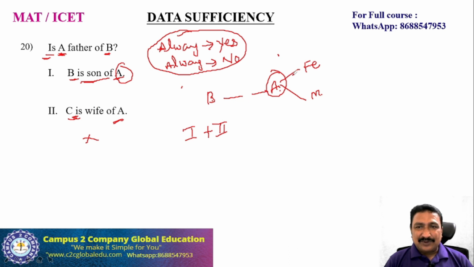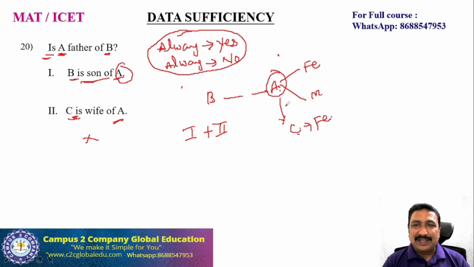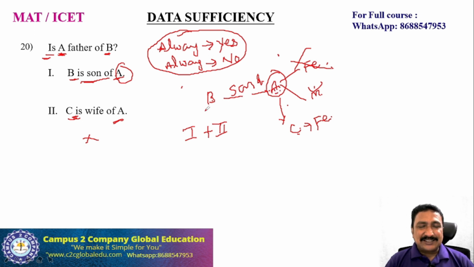B is the son of A and C is the wife of A. C is the wife of A means C is a female, and since C is a female, A must be a male. A must be a male, so he must be the father of B, because they said B is the son of A. Okay friends, so like this we can answer data sufficiency questions.